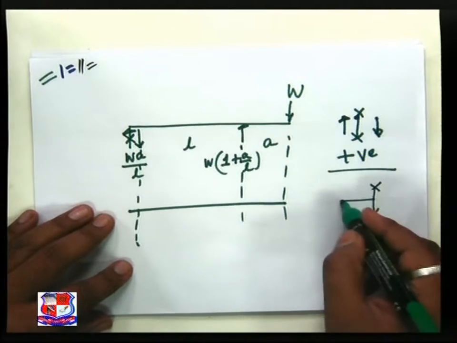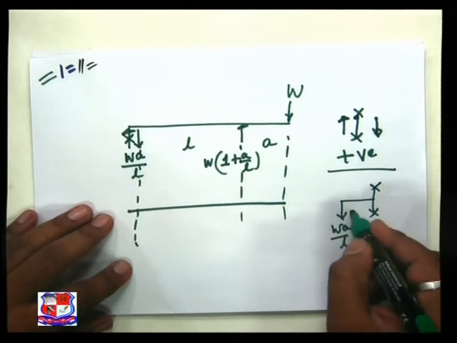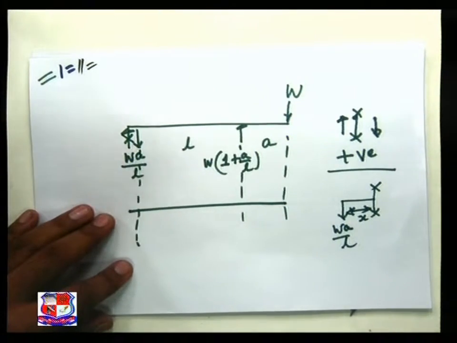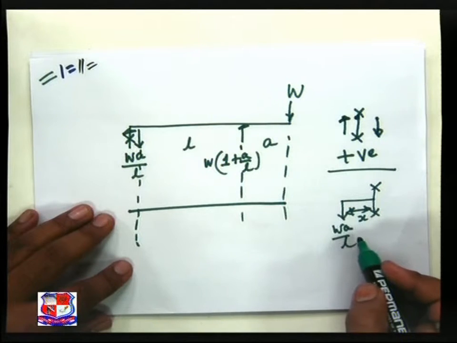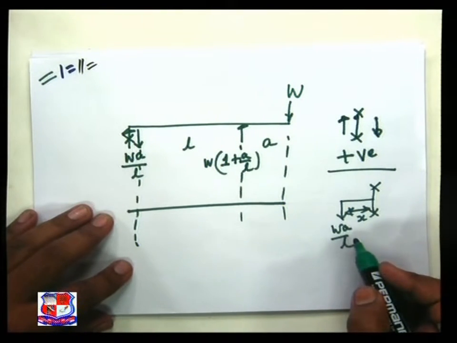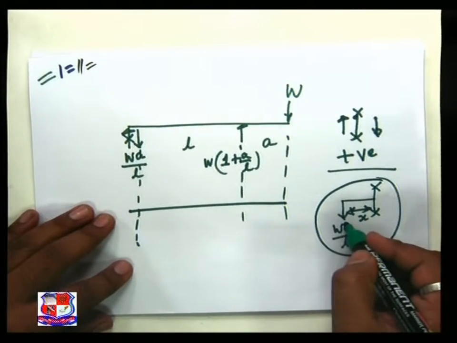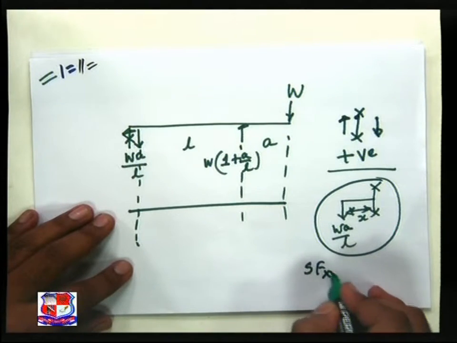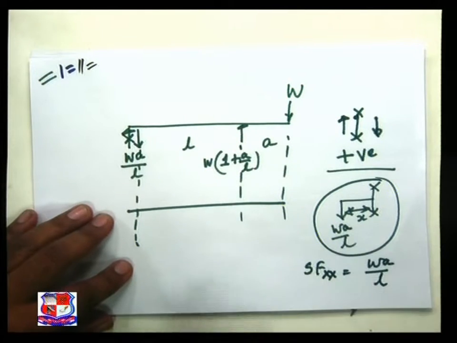Section, left part, WA by L. This distance is x. What is the definition of shear force? Shear force is defined as the algebraic sum of the forces. Now in this system only a single force is acting, WA by L. So shear force at xx is equal to WA over L.